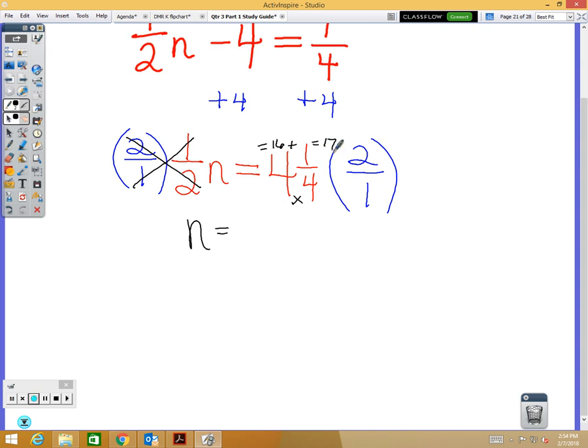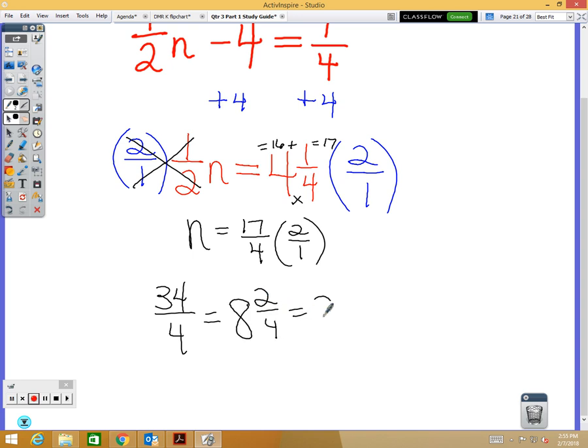So we have to write our mixed number as an improper fraction. And as a review on how to do that, denominator times your whole number plus your numerator. So that's going to give you 17 over 4 times 2 over 1. So that's going to give you 34 over 4, which would give you 8 2/4, which is 8 1/2. So it's the same steps that you know. Think about what you would do in this one.